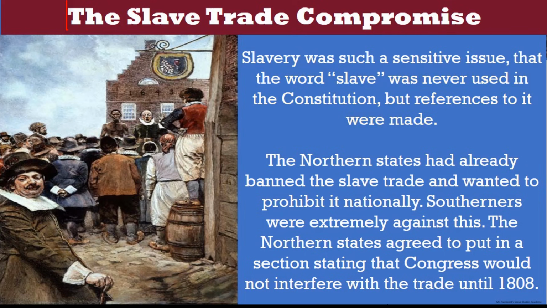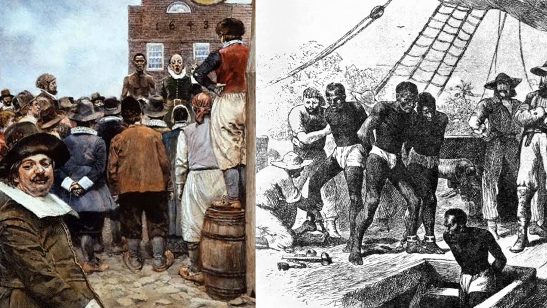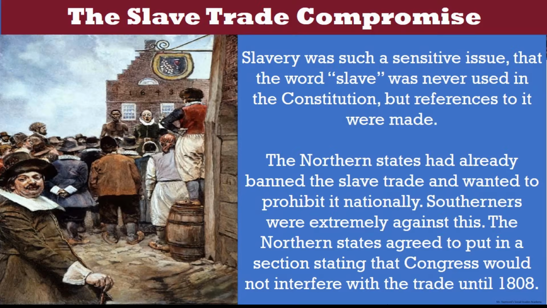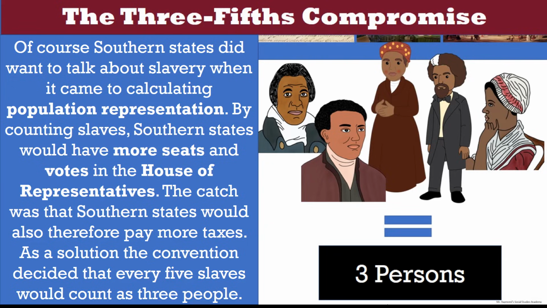One issue was the slave trade. The northern states had already banned the slave trade and wanted to prohibit it nationally. Southerners were extremely against this. As a compromise, the northern states agreed to put in a section stating that Congress would not interfere with the slave trade until 1808. The next reference to slavery came in what is known as the Three-Fifths Compromise.